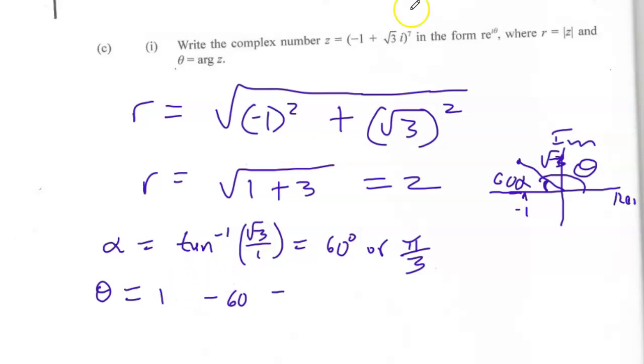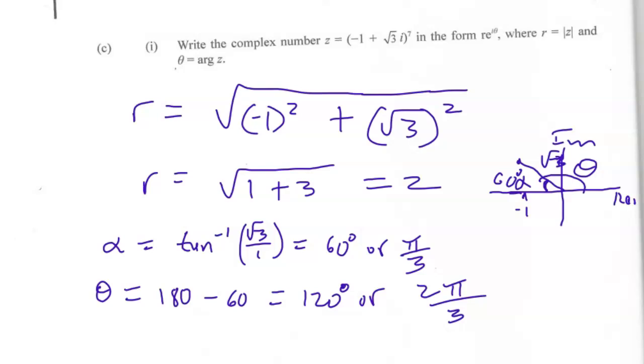Angles on a straight line add to 180. So 180 minus the 60 degrees here, which would be 120 degrees. And if we multiply 120 by pi over 180, we end up with 2 pi over 3 radians. So that's theta.